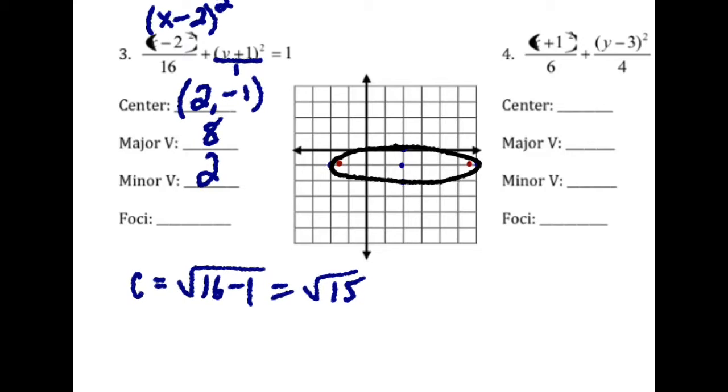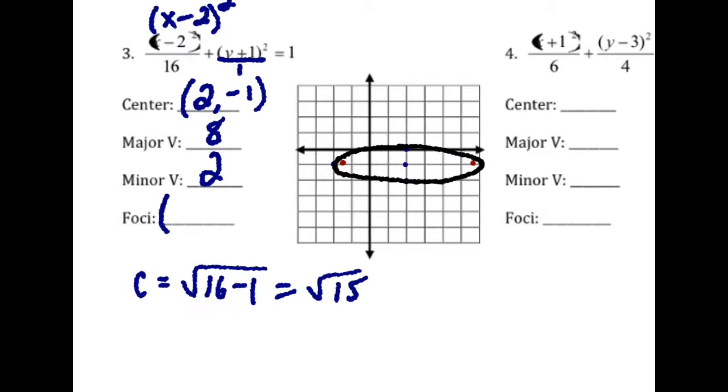Now, to give the coordinates of that, and just for simplicity, I'm just going to give the coordinates of the rightmost focus point. Okay, so what we have there, if you think about where it is, it's to the right 2, and then it's over another square root of 15. So the coordinate of that focus point is 2 plus the square root of 15. Okay, so that's the x coordinate of that focus point.